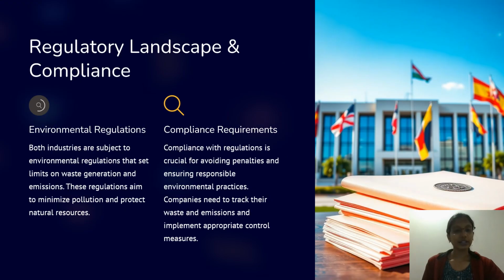Then I have regulatory landscape and compliance. Environmental regulations and compliance requirements. Both industries are subject to environmental regulations that set limits on waste generation and emission. These regulations aim to minimize pollution and protect natural resources. Then I have compliance requirements. Compliance with regulations is crucial for avoiding penalties and ensuring responsible environmental practices. Companies need to track their waste and emission and implement appropriate control measures.